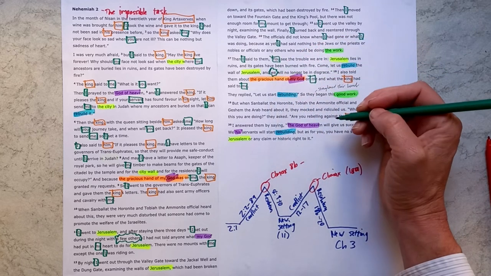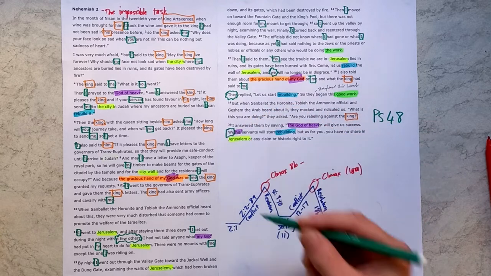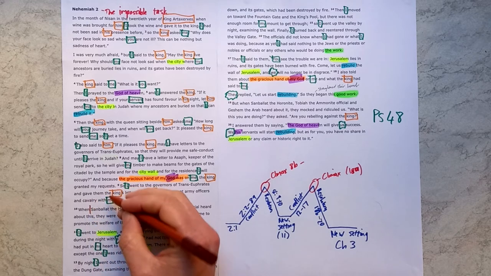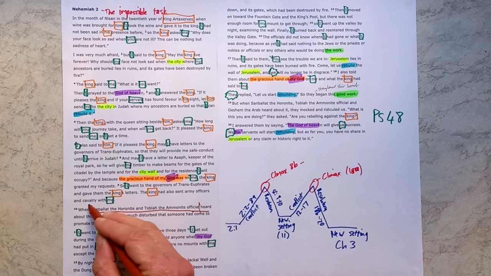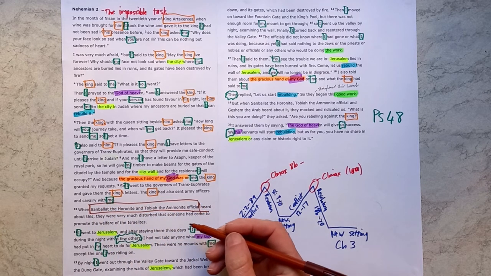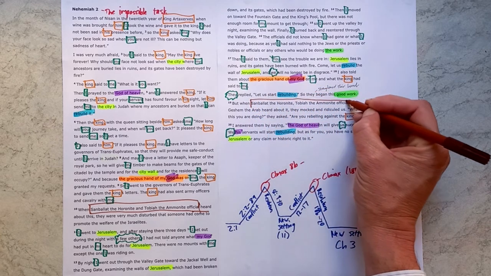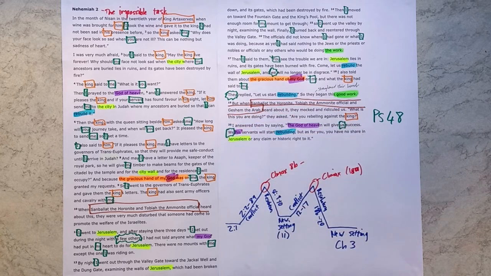So we are no longer a disgrace. And the people respond. Some other characters who are going to become increasingly important as the story goes, Sanballat and Tobiah. So they are enemies of God's people, and we'll see them rear their ugly heads a few times through the story. They're just kind of introduced in the second chapter, but they're going to become more and more prominent, trying to stop the good work that God has called his people to do.